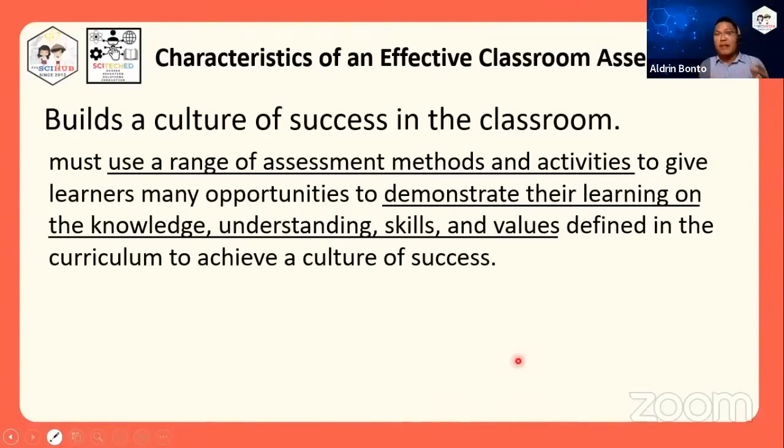So here we're going to apply approaches that really assess the student's ability, lalo na if you want to assess the higher thinking skills of the student. Possibly kasi mataas yung score nila kasi they memorize everything. But they are just using those memorized thing in the lower thinking skills and not in the higher one. So demonstrate their learning on the knowledge, understanding, skills, values defined in the curriculum to achieve a culture of success.